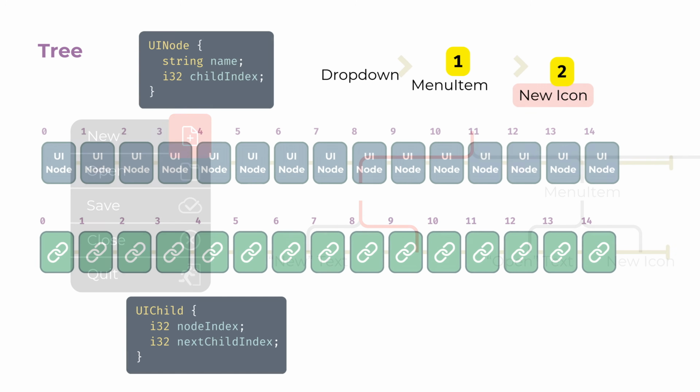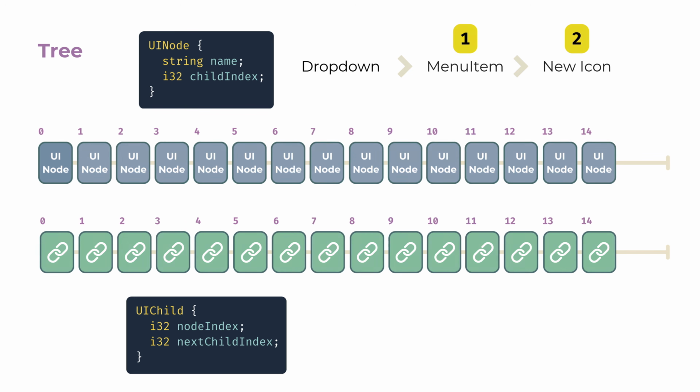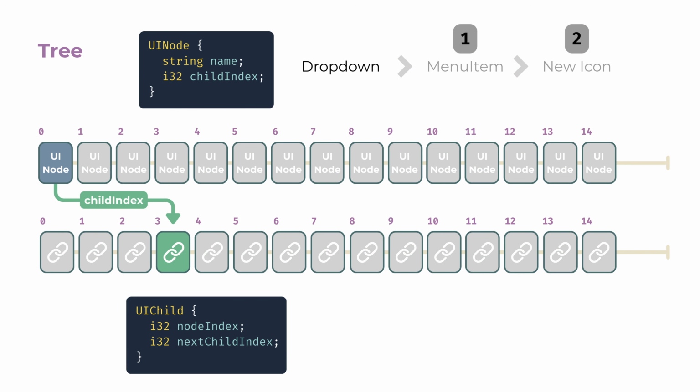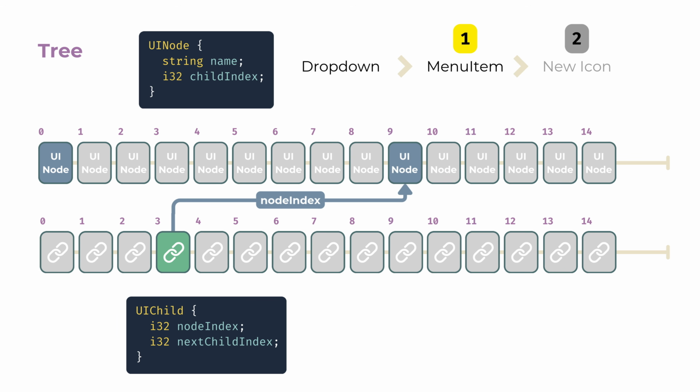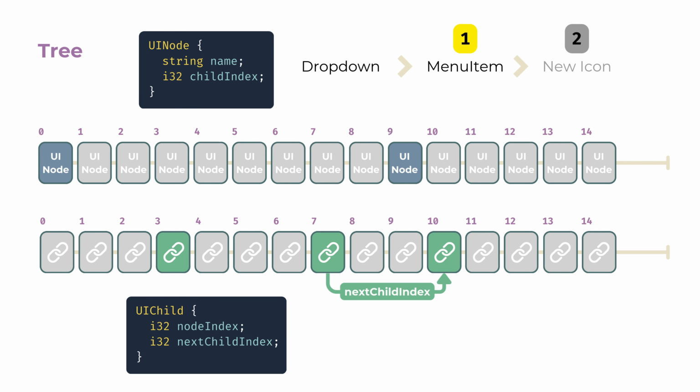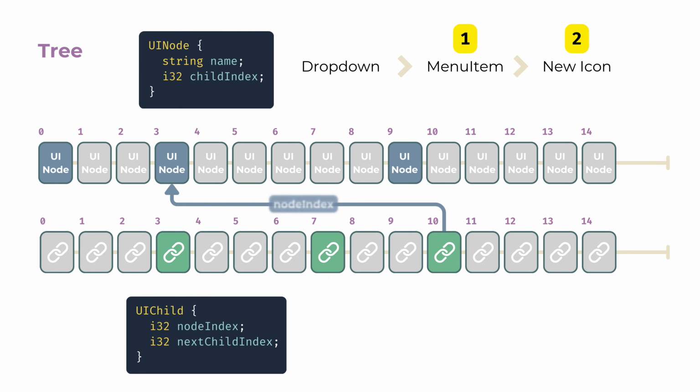So in terms of our underlying tree operations, we would start at the root and follow the child index into the second array. Because this is the first child, we'll follow the node index back to the first array, and we've got our first menu item. We then follow the child index to the first child of our menu item, which is the new text, and instead of going to the node, we follow the next child index to get to the second child of the menu item, which is the icon, and then follow the node index back up into the first array.